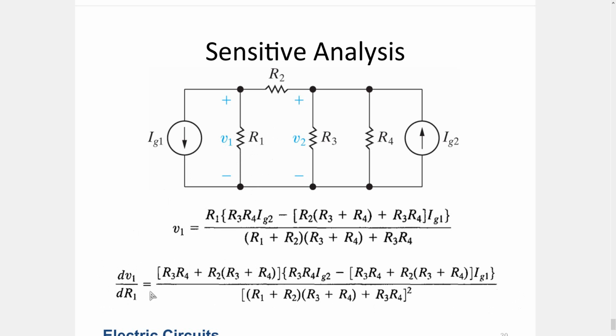Now, this equation basically shows me the relationship between V1 and the change of R1. What happens if the R1 value deviates? How much deviation will occur in my output voltage? How much will I get affected? Okay, this is an indicator for that. Basically, you treat all the other variables as constants, and you just consider R1 as your X, basically the function's variable, and you take the derivative with respect to it while treating the others as if they are constants.